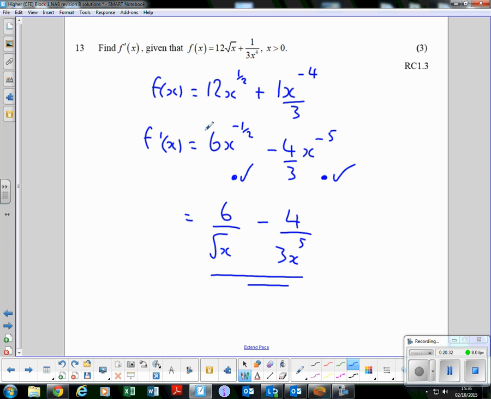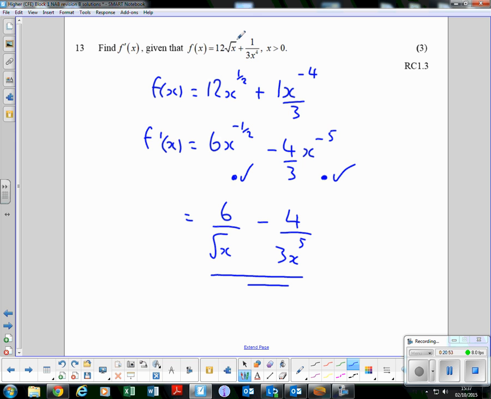Once in that format, we can differentiate. So half times 12 is 6, reduce the power by 1, negative 1 half. Multiply by the power, negative 4 times a third is negative 4 thirds. Reduce the power by 1, negative 5. So your marks are given for that.